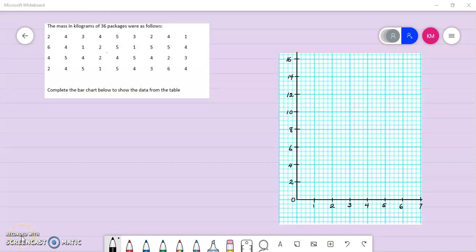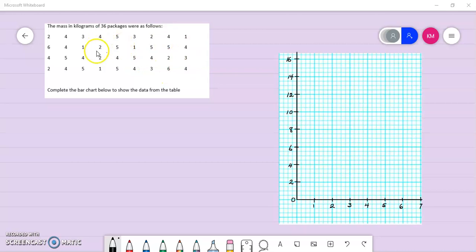In this session, we will be drawing a bar chart from a frequency table. So the question states, the mass in kilograms of 36 packages were as follows. So these values here represent the mass of 36 packages. They are asking us to complete the bar chart below to show the data from the table.